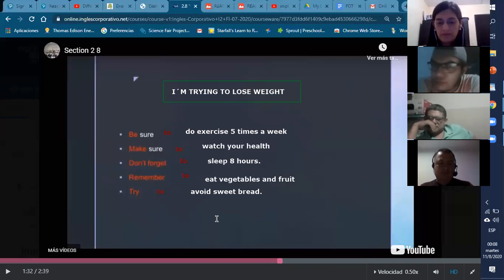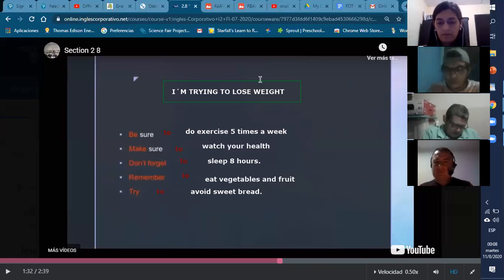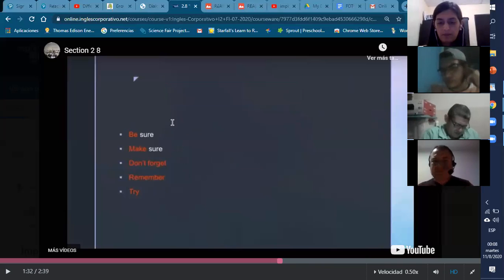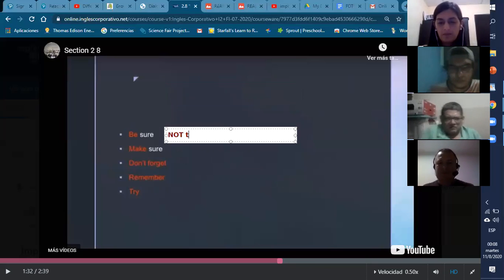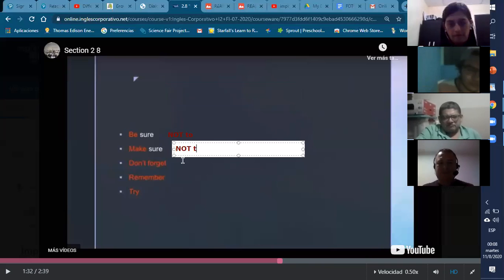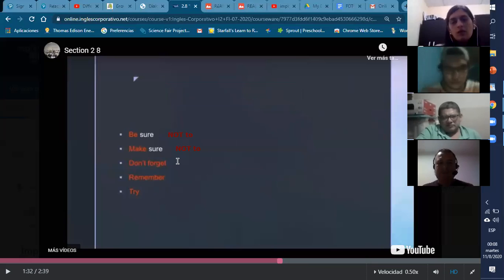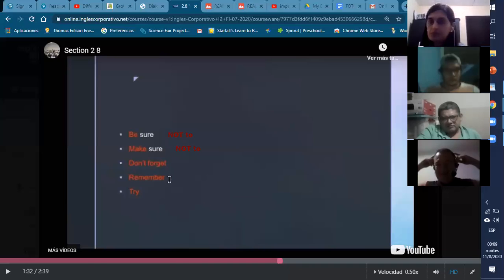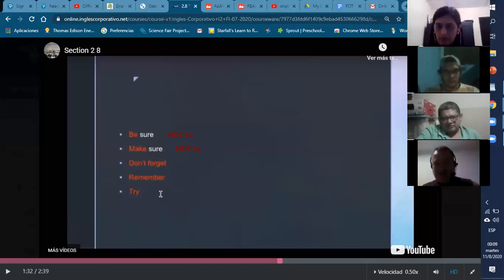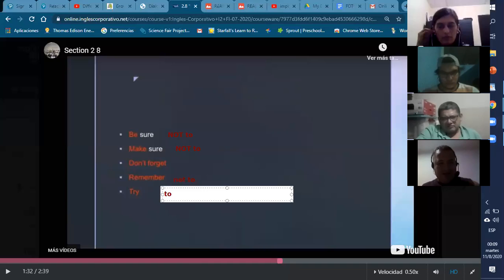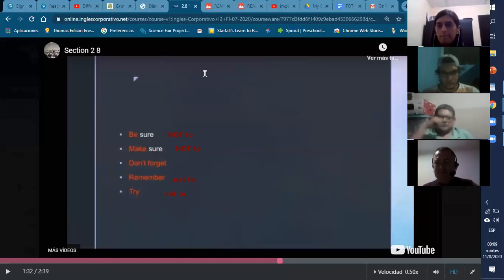Now, I'm going to just erase it all, right? And now we need to come up with a negative form, okay? So the negative form is going to be be sure not to, okay? Make sure not to eat junk food. Except don't forget, we cannot say don't forget not to because it's negative, right? So remember not to and try not to.